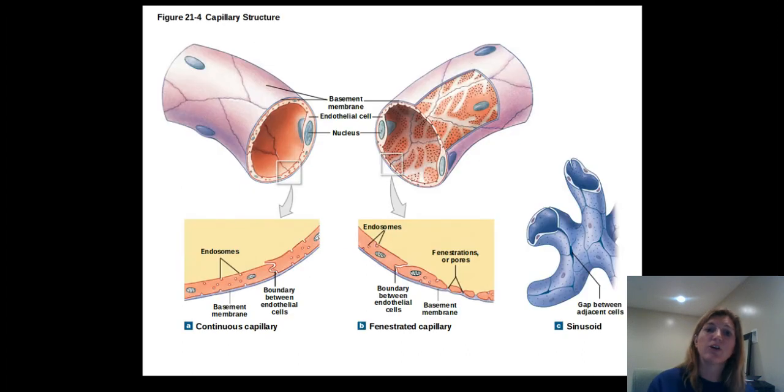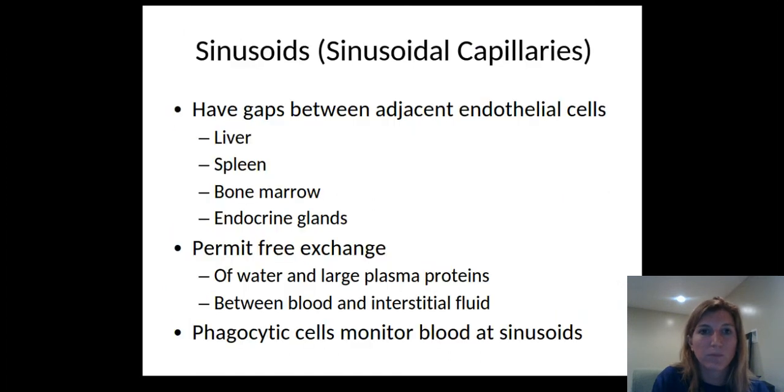So here you see the overall structure of a capillary. Again, with the continuous, there are almost no gaps in between the endothelial cells. And then with the fenestrated, you have these little tiny gaps or pores allowing for those large molecules to sneak through. Again, sinusoids or sinusoidal capillaries are a special type of fenestrated capillaries.